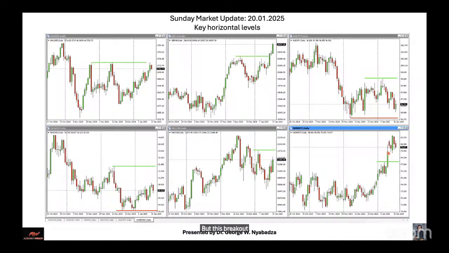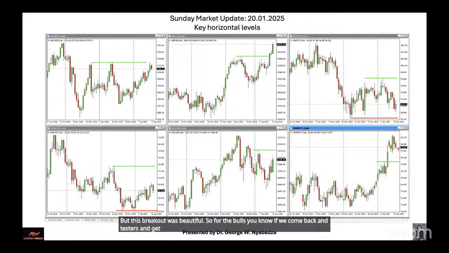So for the bulls, if we come back and test this and get a low test candle, bull candle, tail on top, beautiful bull body, that's worth buying. I'll put my stop down here and see if we can get above that.